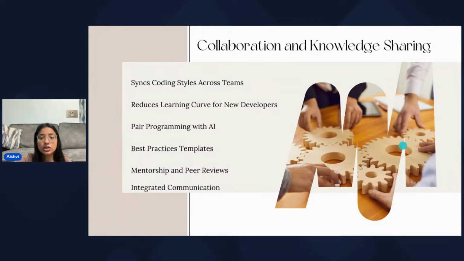So we'll be talking about collaboration and knowledge sharing: how multiple people can come together, and how Copilot can help in that. First of all is syncing the coding styles across the team. It basically ensures that there is consistency in the coding style for all the members of the team, by aligning all the developers to common formatting and styling guidelines, so that it is easier to integrate the code, to maintain the code, and to work on it collaboratively.